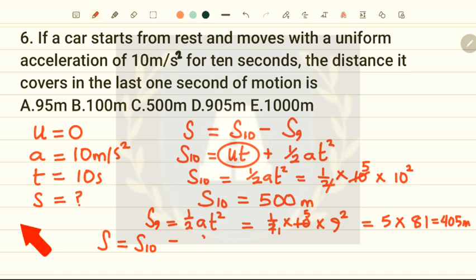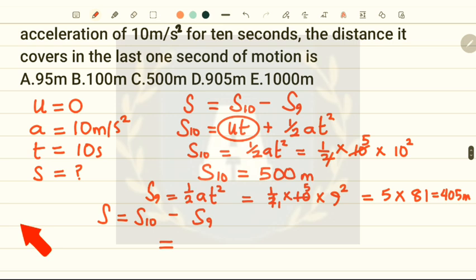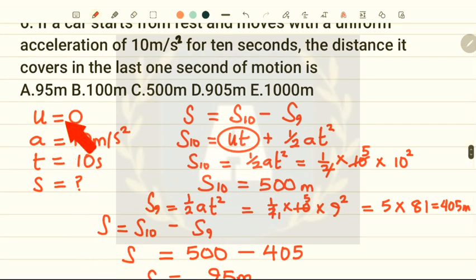So the distance during the last 1 second is equal to the difference between the distance in the 10 seconds and the distance in the 9th second. So that will be the distance in 10 seconds, 500, minus the distance in 9 seconds, 405. So the distance covered in the last 1 second will therefore be 95 meters. Okay, 95 meters. So we have that as the first option in there.